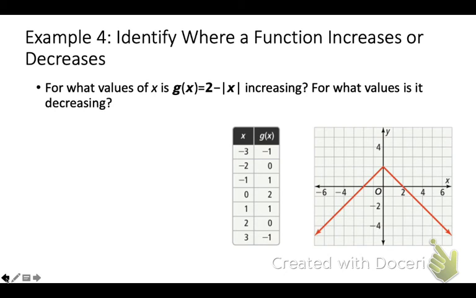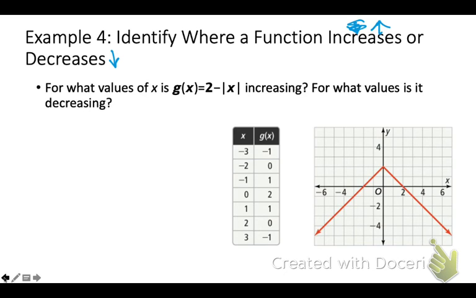So this one wants intervals of increasing and decreasing. Decreasing means it's going what? Down. Increasing means it goes up. Decreasing means goes down. Looking at this graph, you see it's an absolute value. They drew it for you. They're always going to give you the equation just so you can start seeing what's going on.